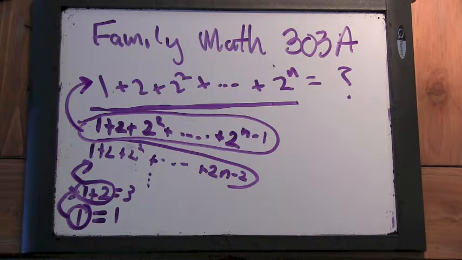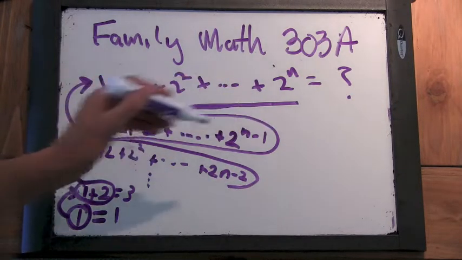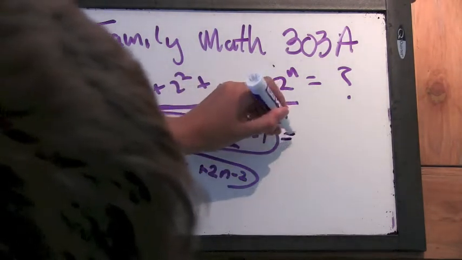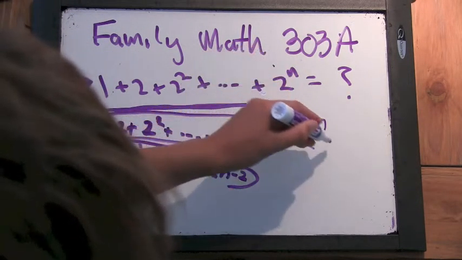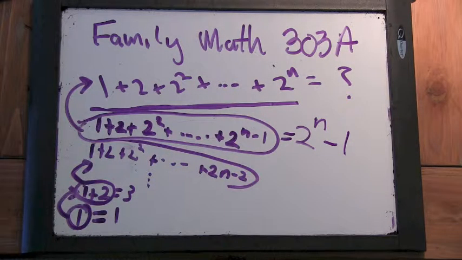So, what I would get is... Well, what actually is this sum? Yeah, good question. Well, I think for this, it was 2 to the n minus 1. Oh, interesting.